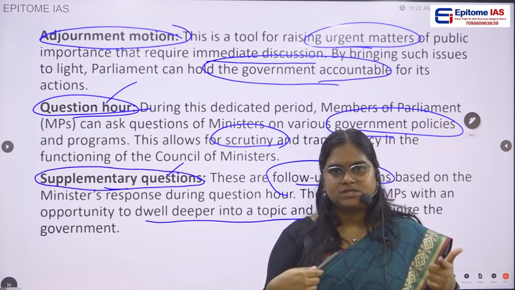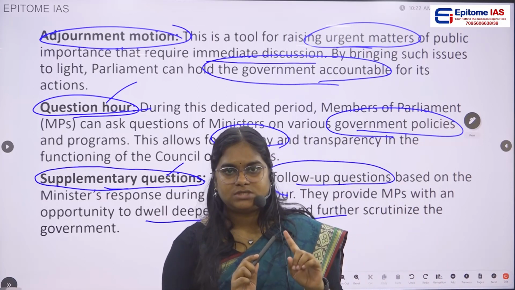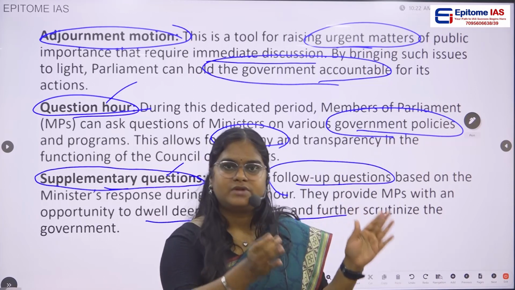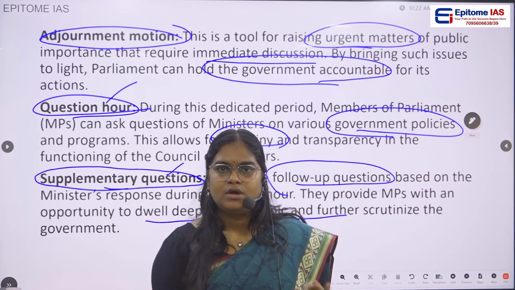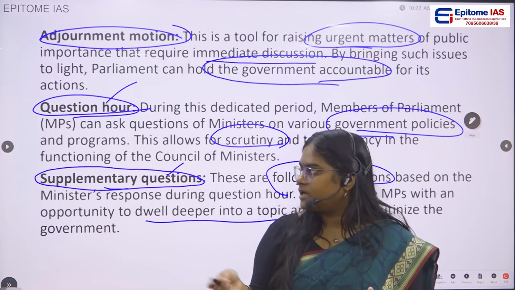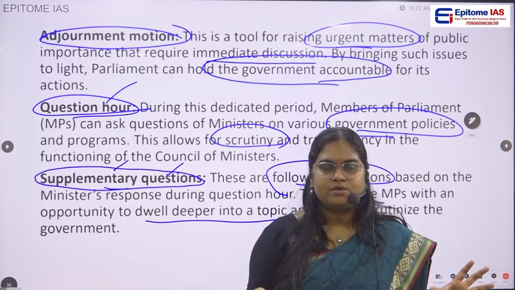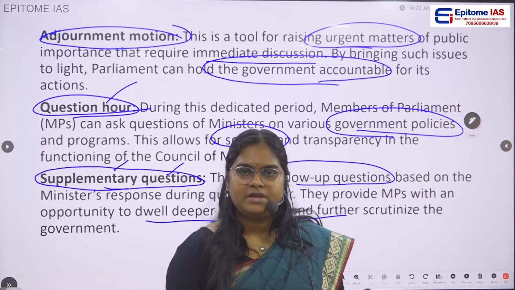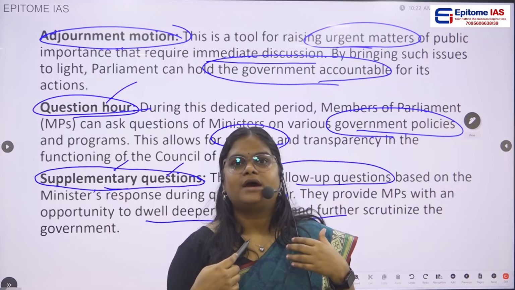They'll be asking questions. It does not stop with one question. The members of Parliament ask one question and the minister gives the answer. No, it does not stop there. They can ask a follow-up question. That's why we have this supplementary question, so that it will further scrutinize the actions of the government, so that the government cannot act arbitrarily.